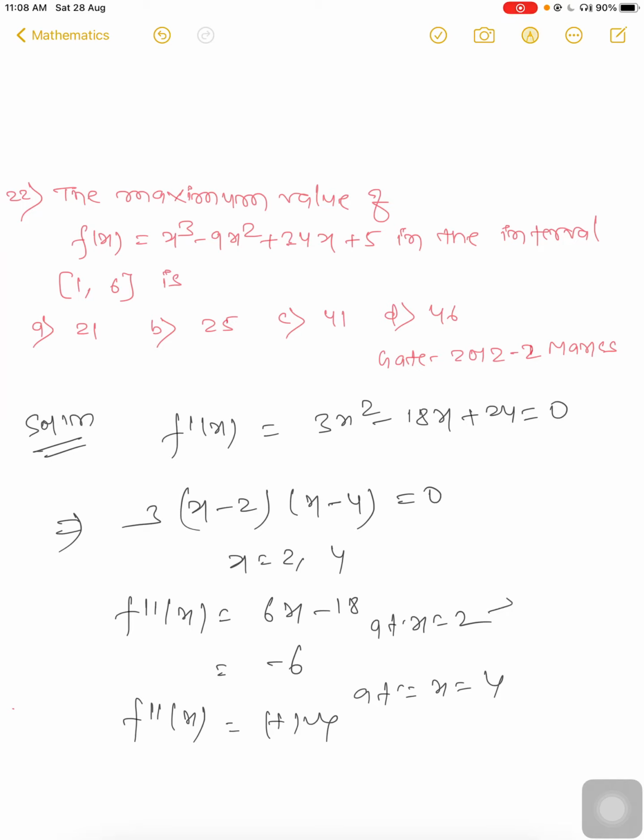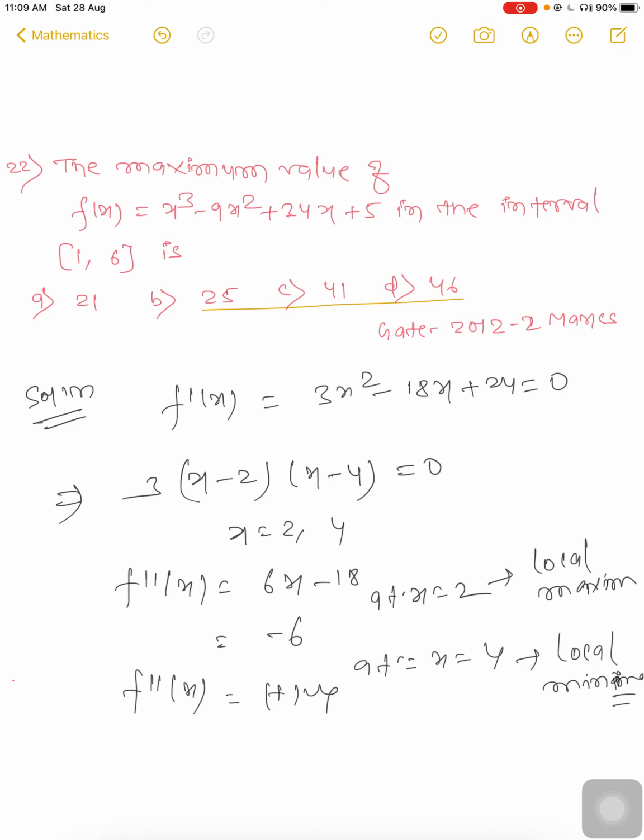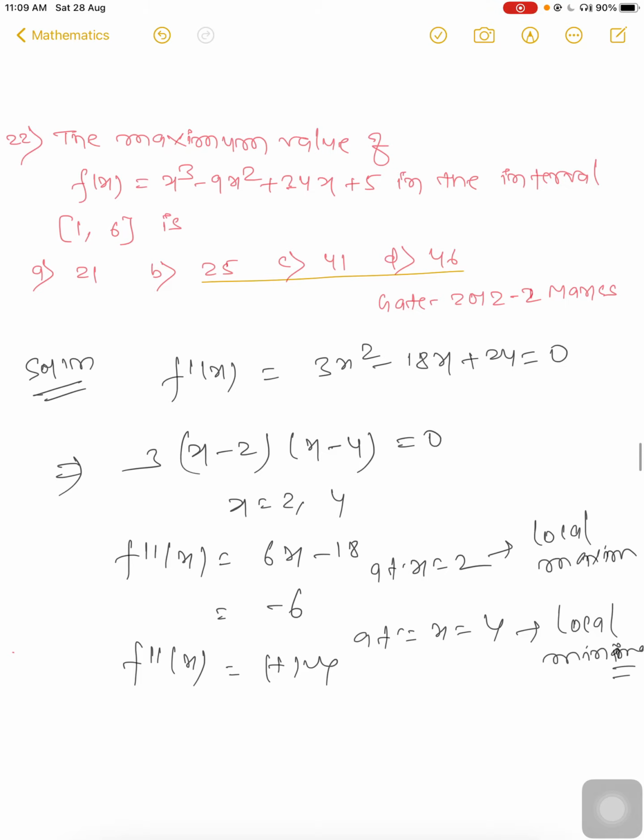So local maximum, local maxima. This one is the local maxima, and this one is the local minimum. Okay, local maxima, local minima. Then we have to find out the absolute maximum, so we have to check it in the interval.